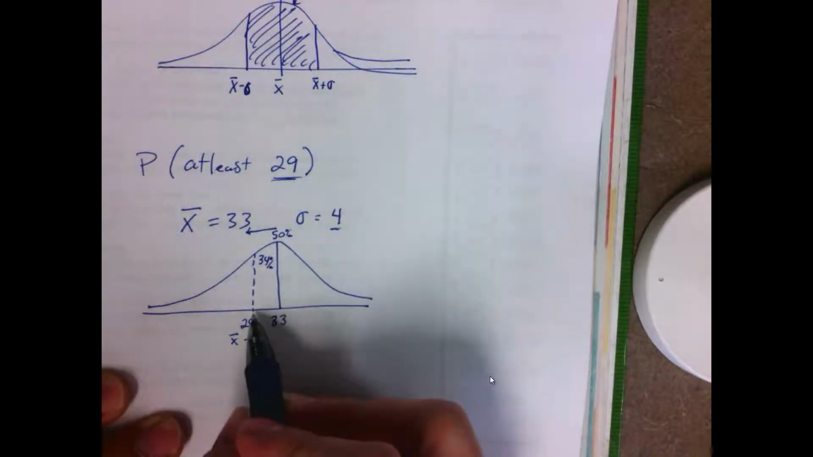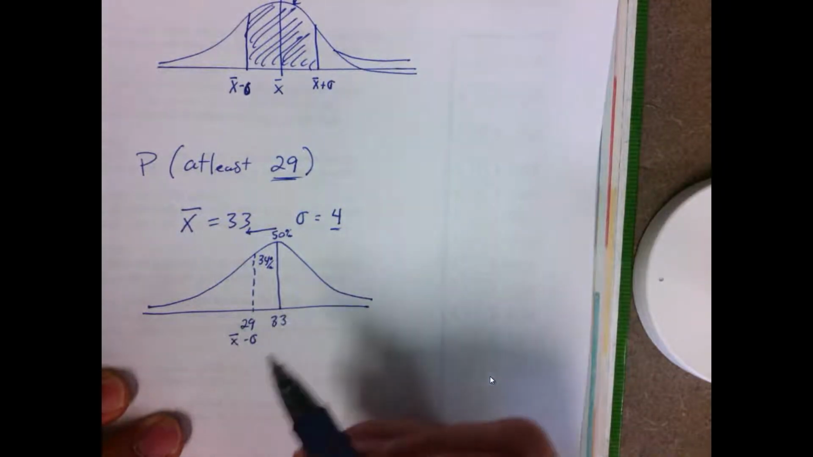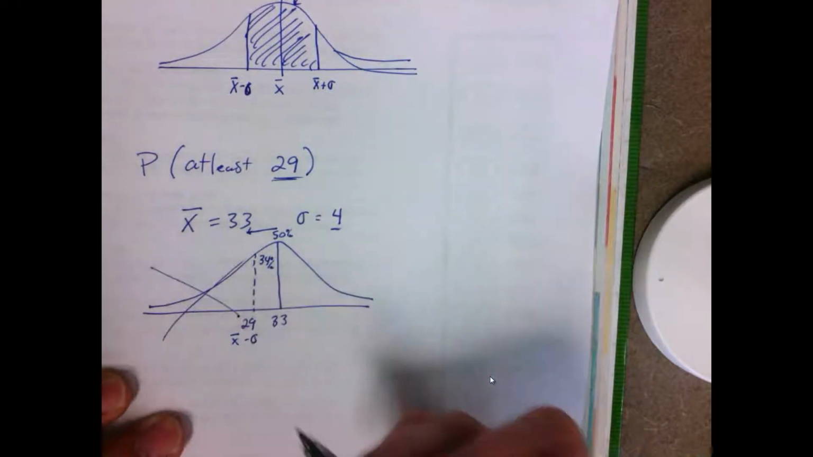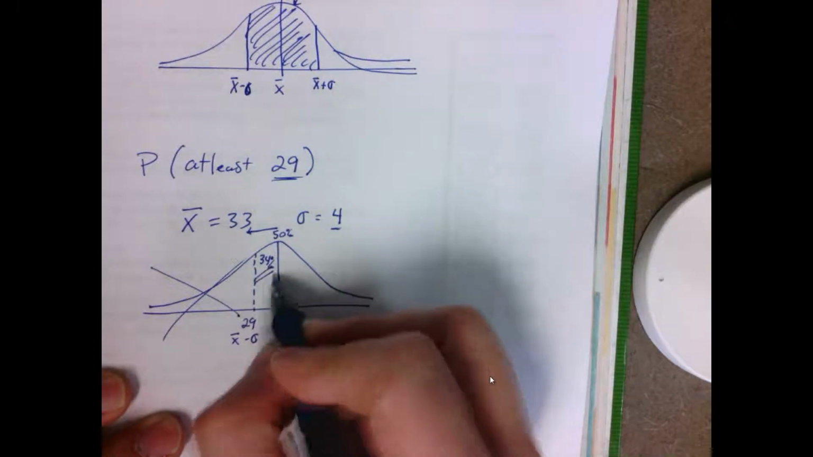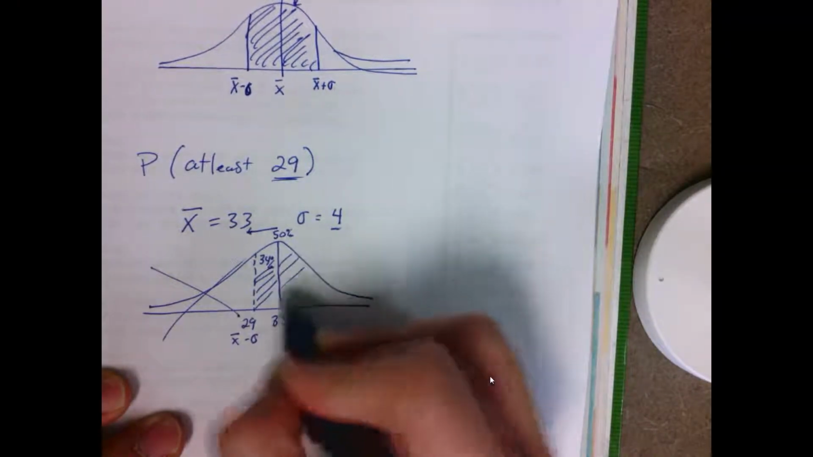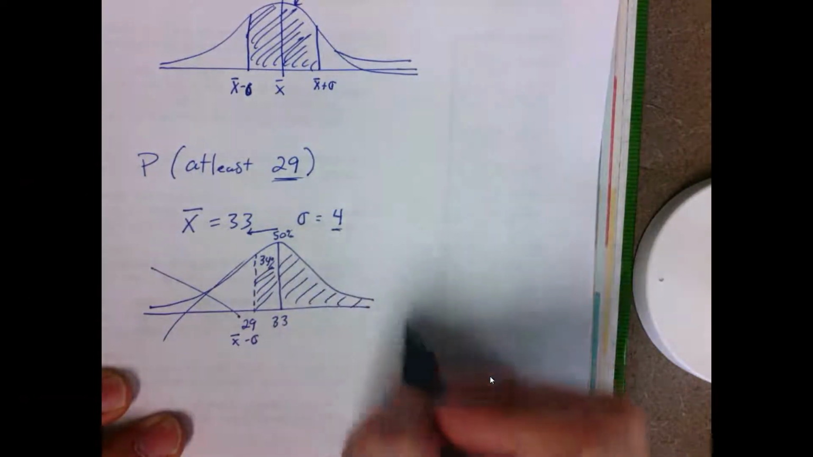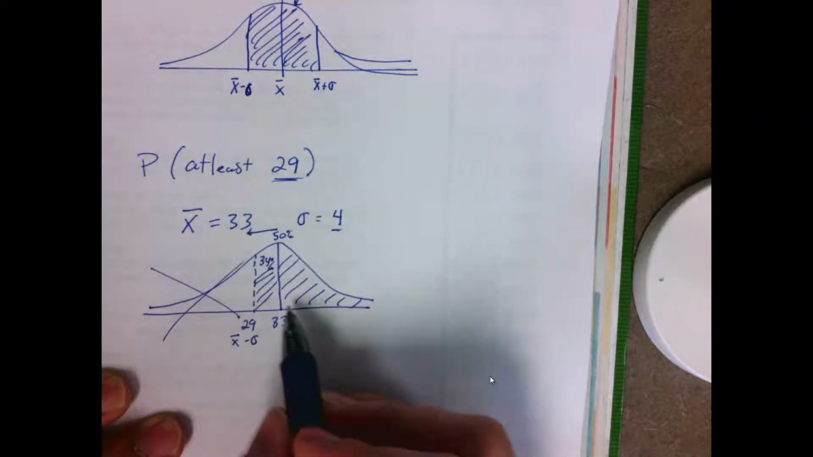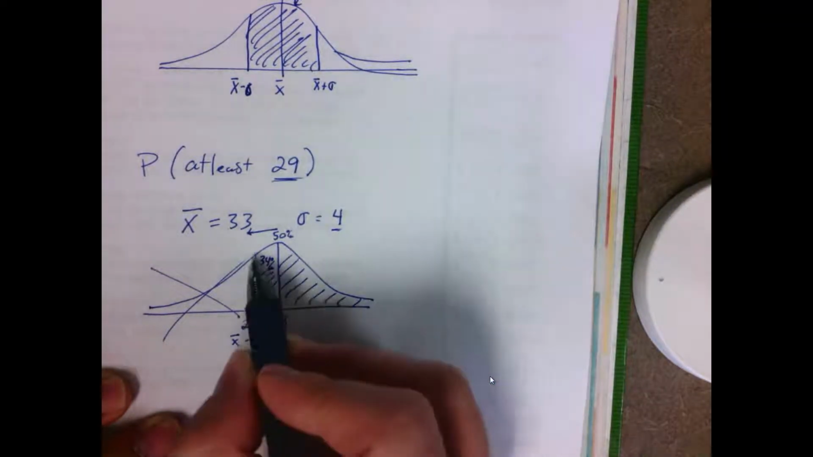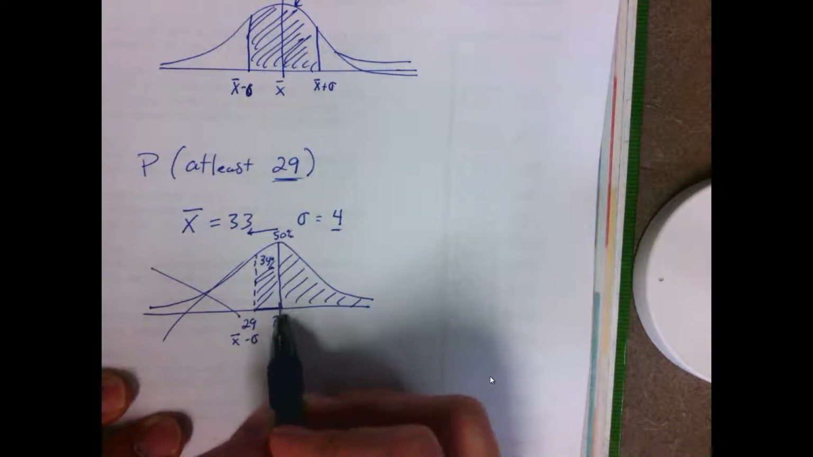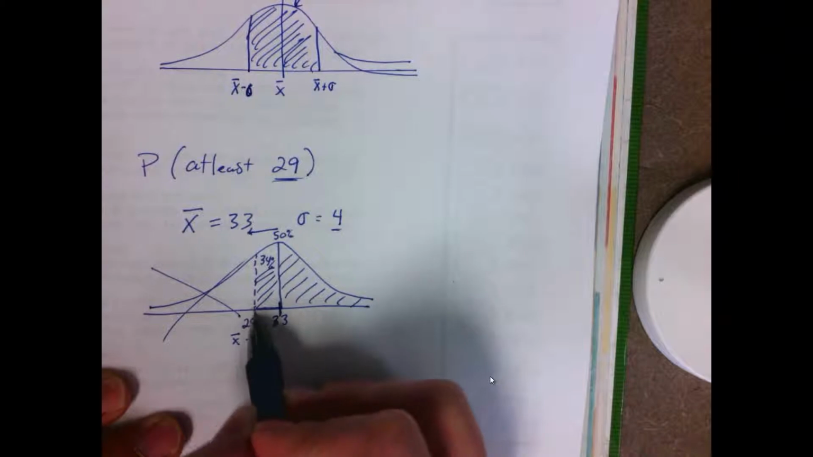Now, the question was, what's the probability of being at least 29? You have to think that that means you want to be bigger than 29. So that would mean that I don't want any of this region out here. That's garbage. What I want is all of this, but I also want all of this. So based on that information, what percentage of people or what area exists over here to the right of my number 29? Well, we know it takes 34 to get to here. This region here is 34%.